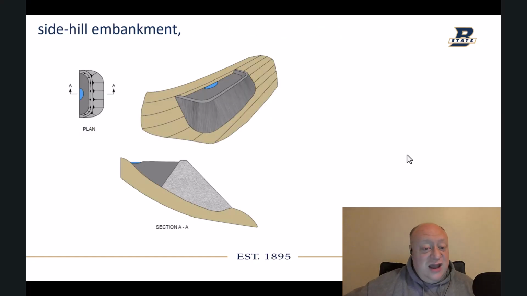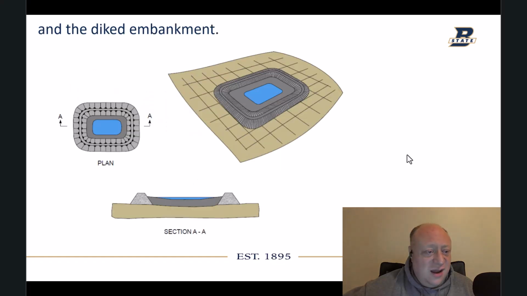You can also have a side hill embankment. Remember we talked about side hill fills? You can also have a side hill dam, right? Just kind of like this. And you can have a diked embankment, which is sort of raised above the surface of the soil, and it's flat, right? So kind of if you have flat topography, this is what you'd be looking at.